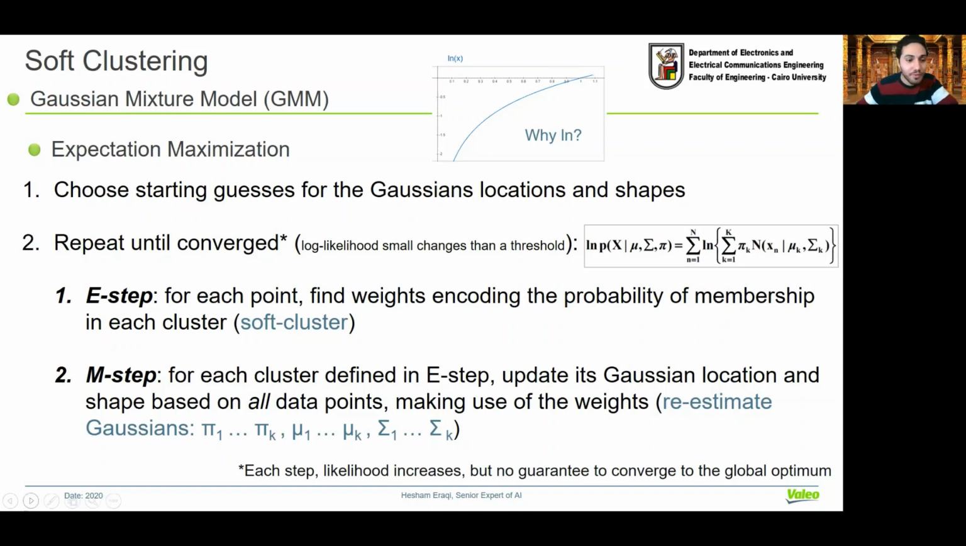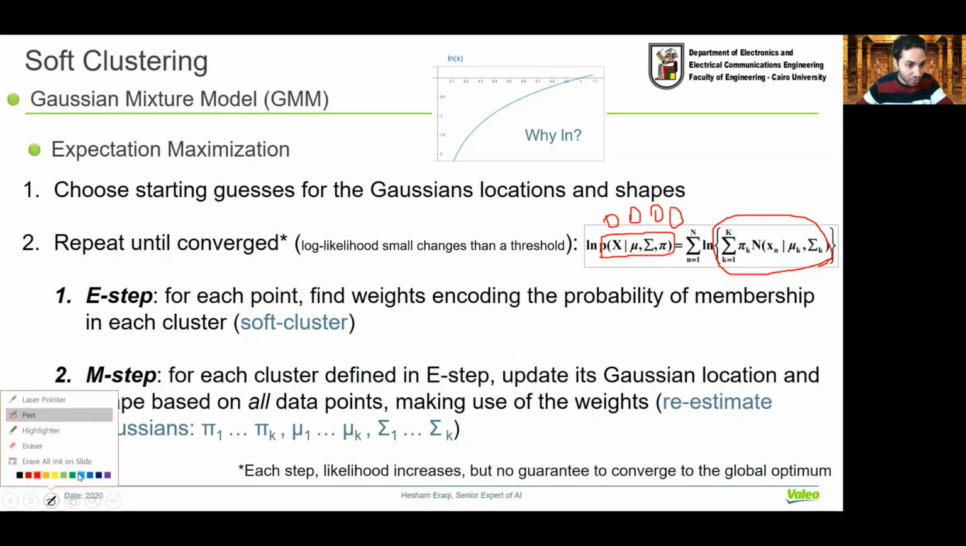And so let's take this pen. So this is b of x, and this is b of x. So now we calculate log b of x. So you will find that b of x is composed of the multiplication of b of x of each point, right? And this is b of x for each point.